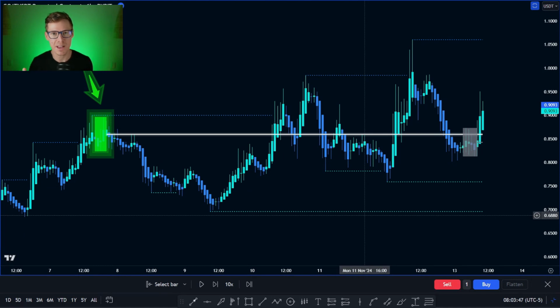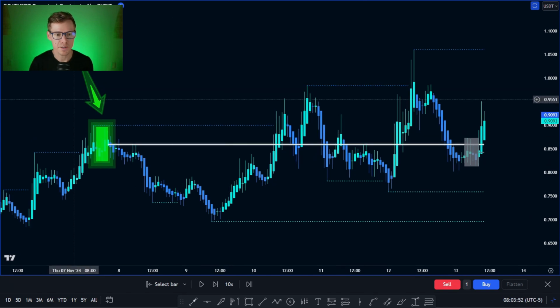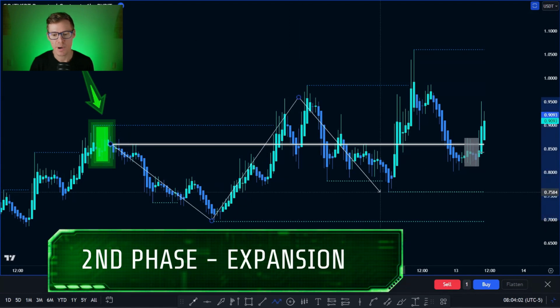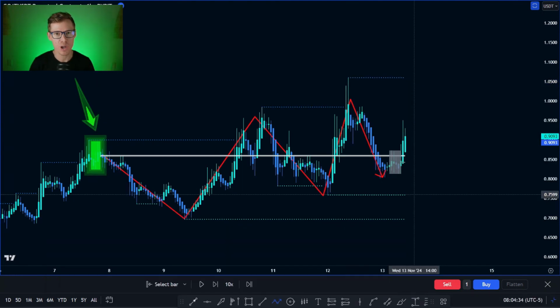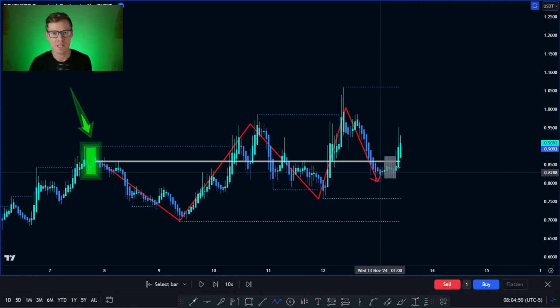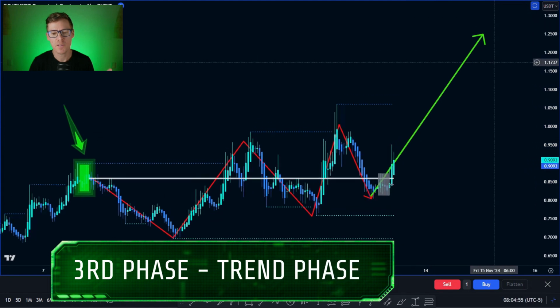Let me explain to you how these 3 phases work. We've got phase 1, which is the contraction phase. Then we've got phase 2, where manipulation and expansion starts. Price starts to expand around this value line. Once price has expanded above and below this value line multiple times, then price will break out into the 3rd phase. The 3rd phase is where price deviates away from value, and this is known as the profit-taking phase.